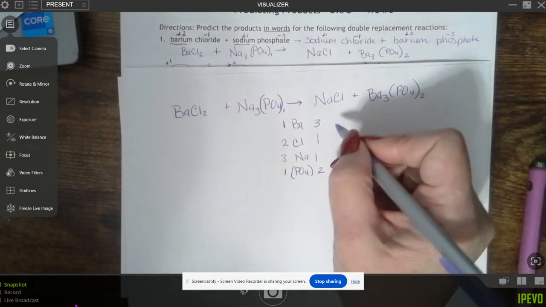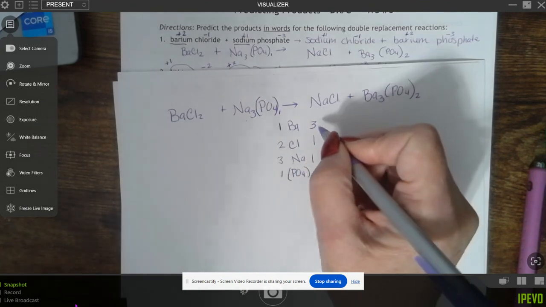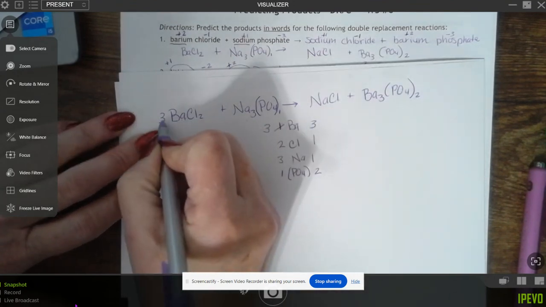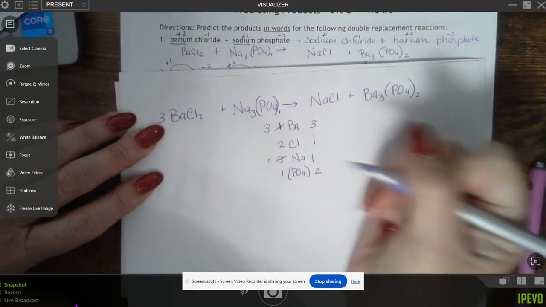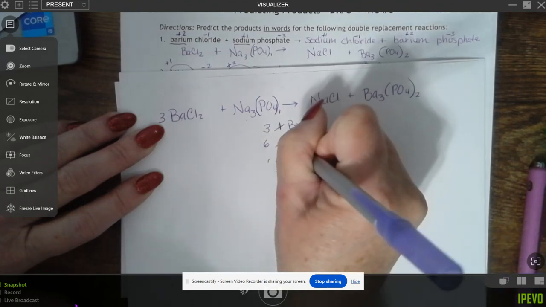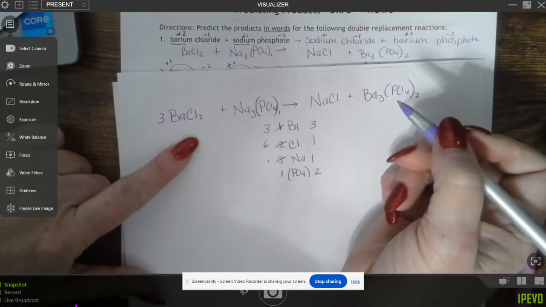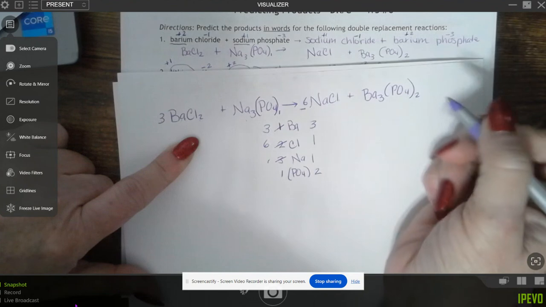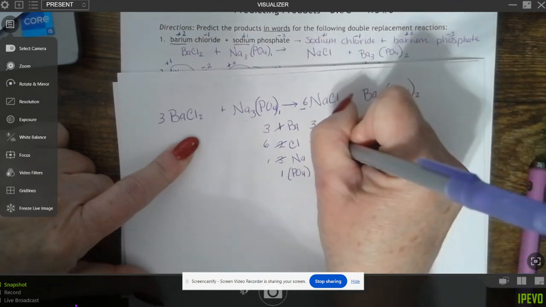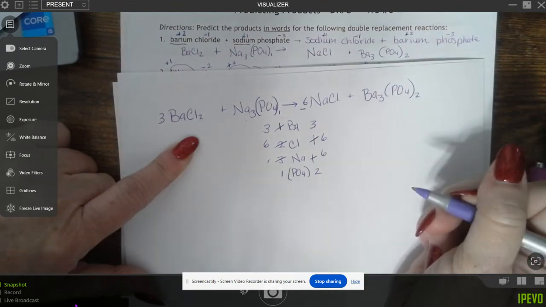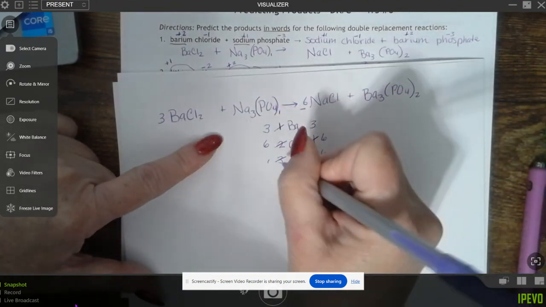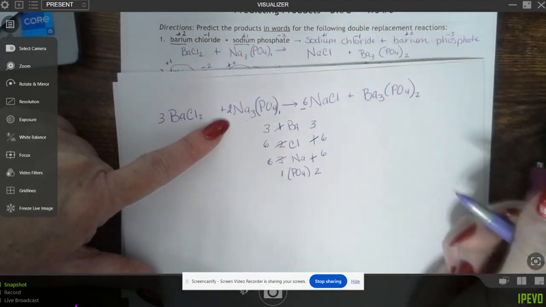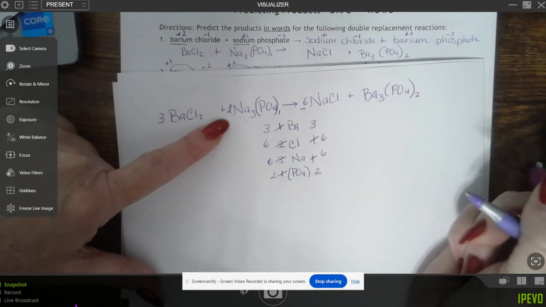All right, so let's look. I have 3 barium over here. So if I put a 3 here, now I have 3 barium, but I have 3 times 2, so I have 6 chlorines. Okay, let's see. So let's go ahead over here. I only have 1 chlorine, so I'm going to put a 6 here. That will give me 6 chlorines, but it'll also give me 6 sodiums. So here, I have 3, so if I put a 2 here, now I have 6 sodium and 2 phosphate.